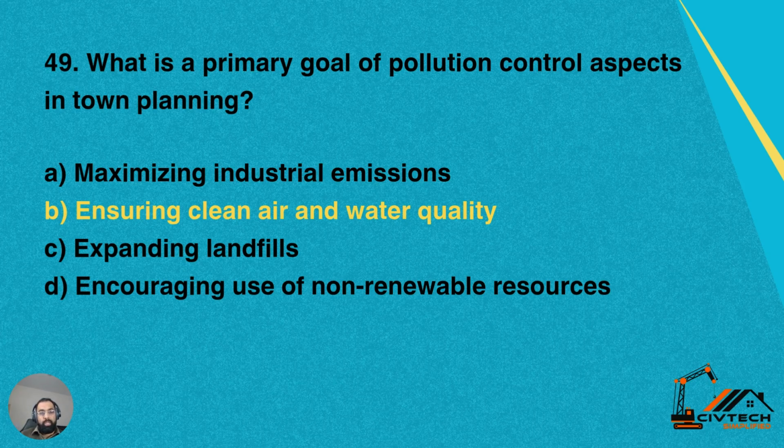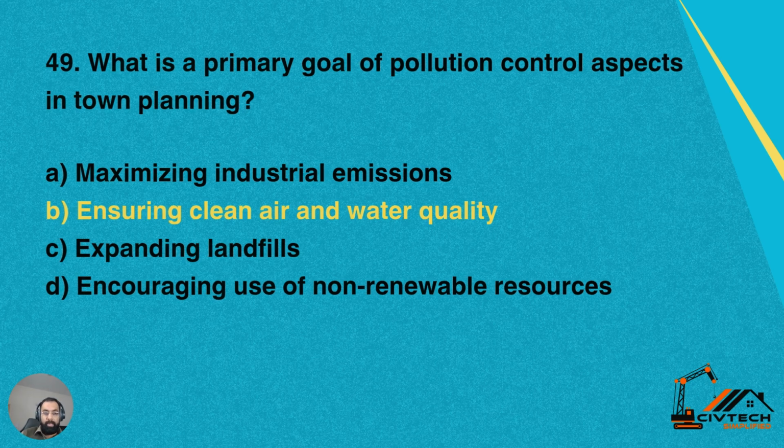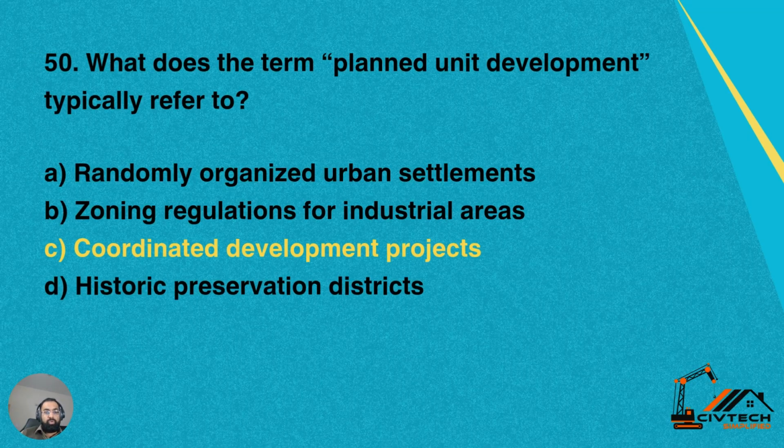So it's very obvious and very much clear that the primary goal of pollution control initiatives during town planning is to ensure clean air and water. And this has also been discussed earlier, that we do consider this aspect while doing our town planning, and it is one of the key considerations for a town planner.